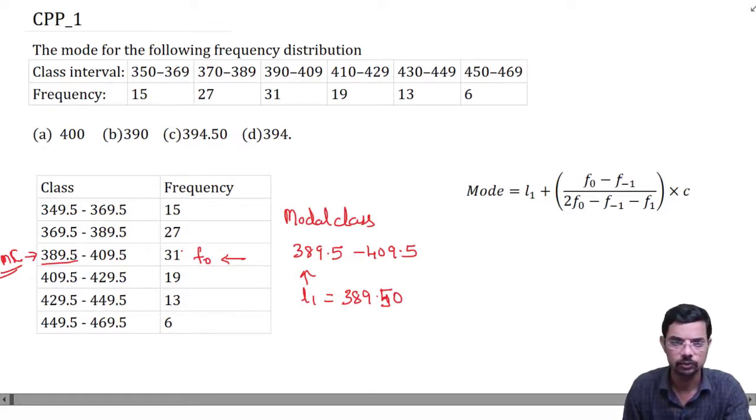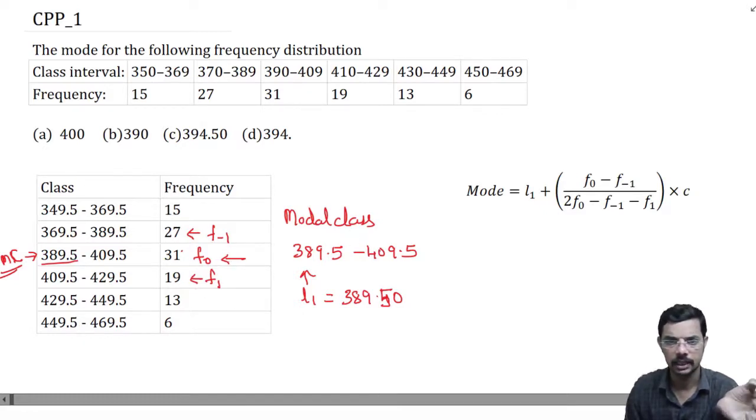F of minus 1 is the frequency of the pre-model class, the frequency of the class preceding the model class. And the frequency of the next class to the model class is called F of 1. Okay, so we have all the values.